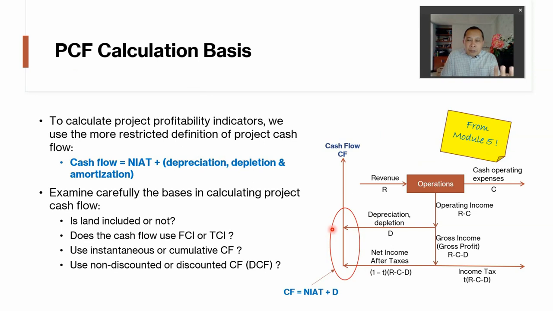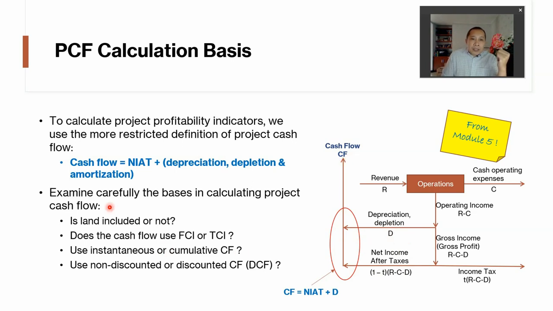Remember, previously we defined cash flow as money flowing in minus money flowing out. But here, project cash flow is defined as NIAT, or net income after tax, also the same as net profit after tax, plus depreciation and amortization. So if you see here, this one is the net income after tax, and to NIAT, we add back the depreciation, denoted as the letter D here, and that will become the project cash flow, CF.